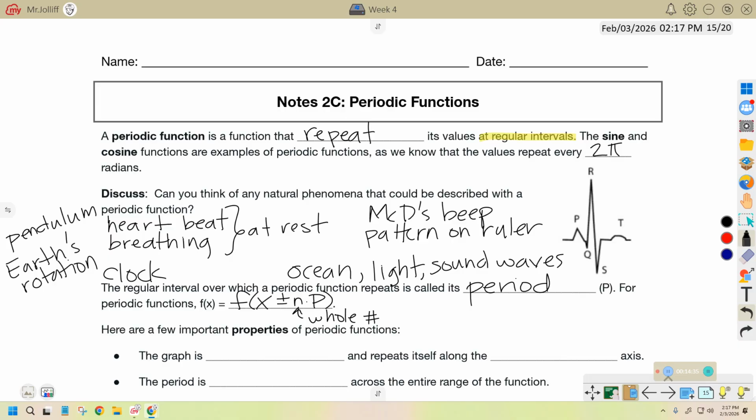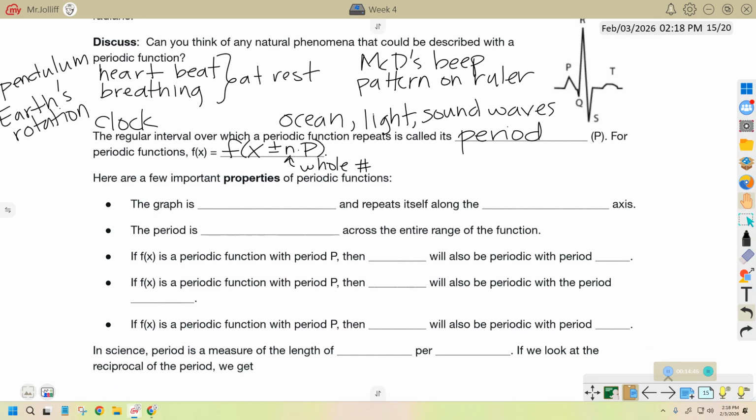There are a couple of properties that we're going to see over the next couple weeks as we learn about periodic functions. So first, we like periodic functions. They are generally symmetric, and they repeat along the horizontal axis. If they repeated along the vertical, they wouldn't pass the vertical line test. They wouldn't be functions. So they repeat along the horizontal.